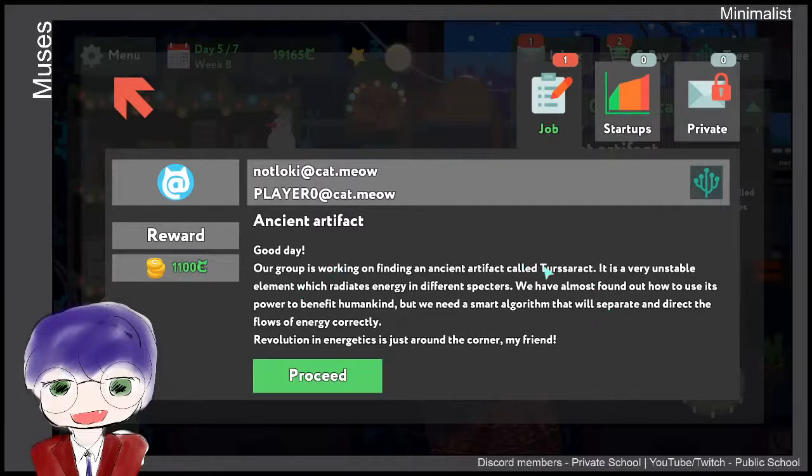Finding ancient artifact Tesseract. It is a very unstable element which radiates energy in different spectres. We have almost found out how to use its power to benefit humankind. Let's separate direct flows of energy correctly.